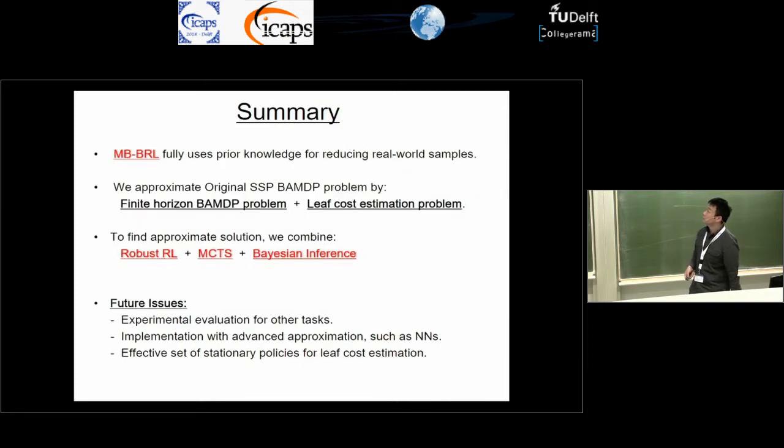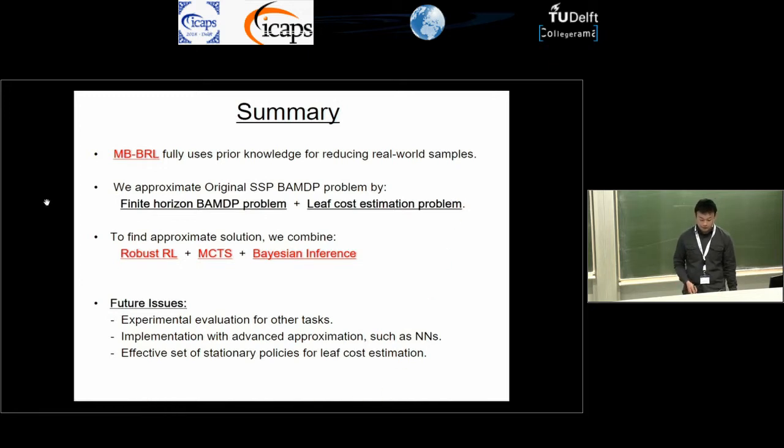This is a summary of this work. Firstly, model-based Bayesian reinforcement learning fully uses prior knowledge for reducing real-world samples. We approximated the original SSP problem by this approximation problem. And to find an approximate solution, we combine the ideas of robust reinforcement learning, Monte Carlo tree search, and Bayesian inference.